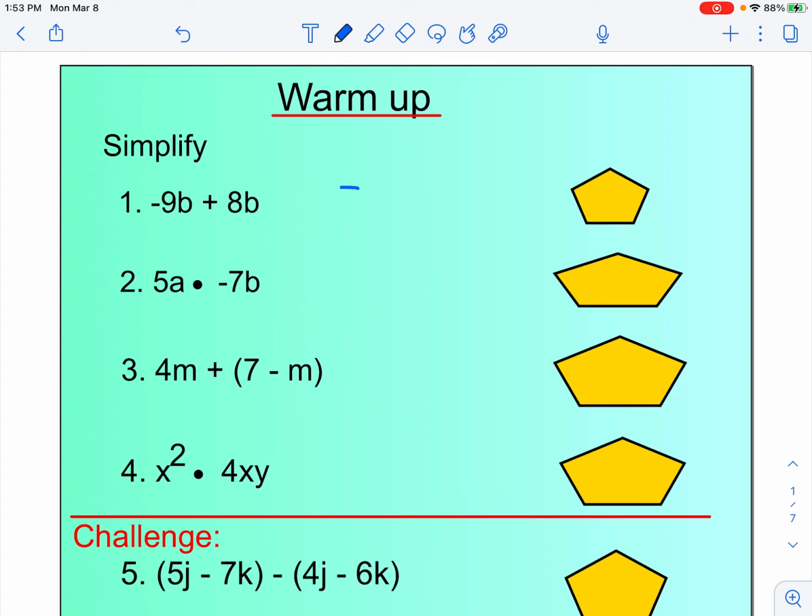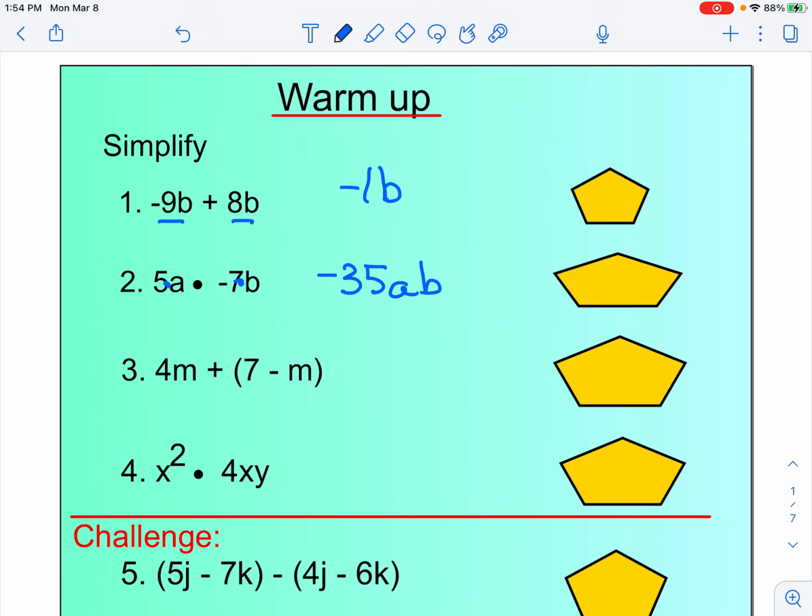Okay, so the first one is -1b, or just -b. Remember, when you're adding and subtracting, you can only add or subtract like terms, which are the exact same variable to the exact same power. That's not true when you're multiplying, because when you're multiplying in number 2, you're just multiplying everything together. So the 5 times the -7 is -35, and then you have a times b.